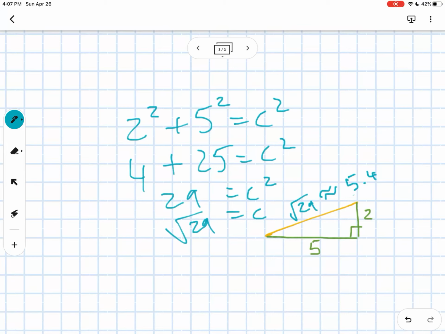That's a quick thing on the Pythagorean theorem. See if you can do the practice problems on the next page, and email me or let me know if you have any questions.